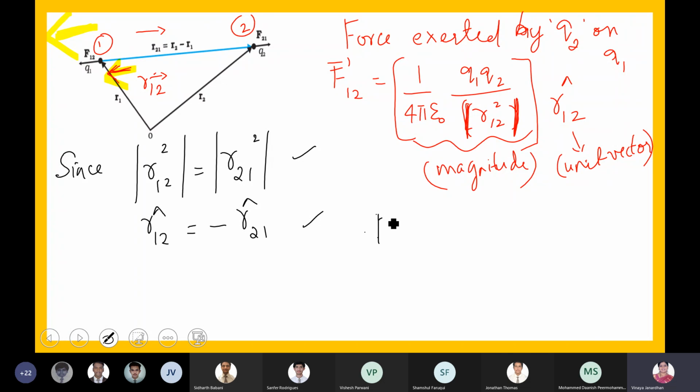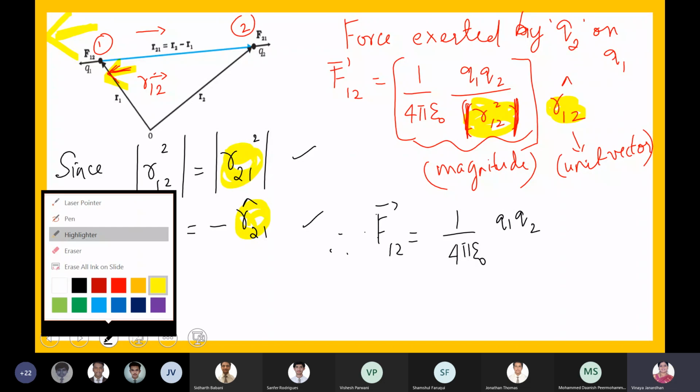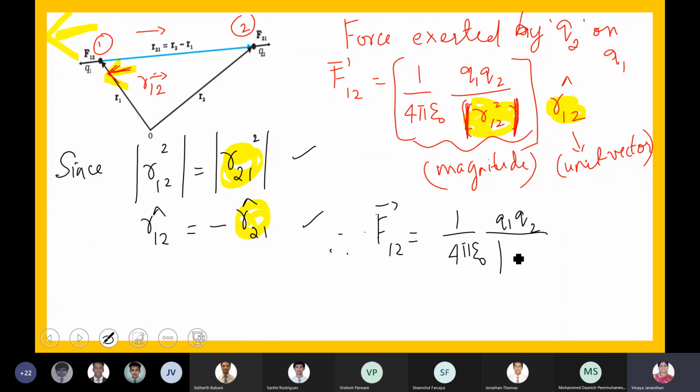Therefore, what happens to F12? F12 vector becomes equal to 1 by 4 pi epsilon naught Q1 Q2. Now what should you replace, boys? You have to replace this and this in terms of these two values. So that becomes R21 squared into R21 cap, and this will be negative. So now I can write F12 vector will be equal to minus F21.